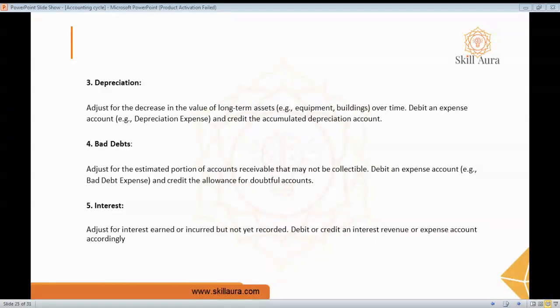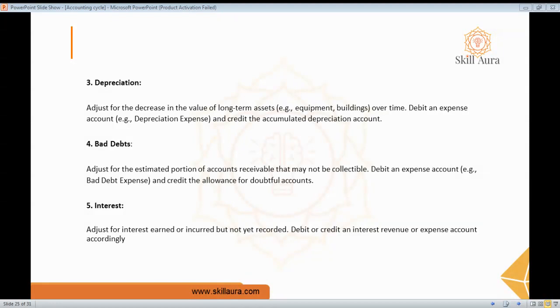When it comes to depreciation, it is an adjustment for the decrease in the value of long-term assets over time, like equipment, buildings, plant and machinery. It debits an expense account like depreciation expense and credits the accumulated depreciation account.